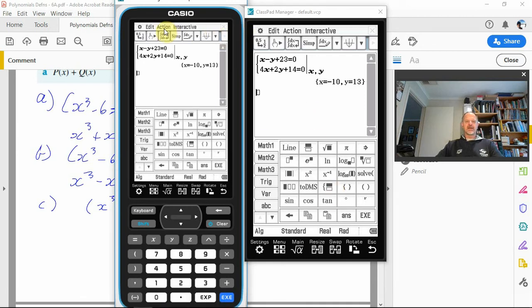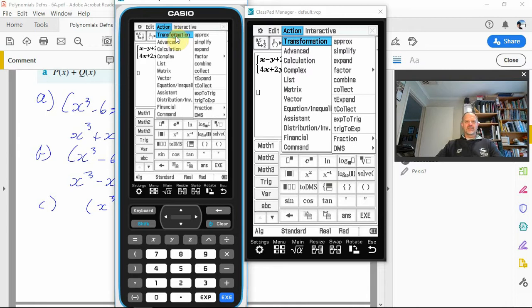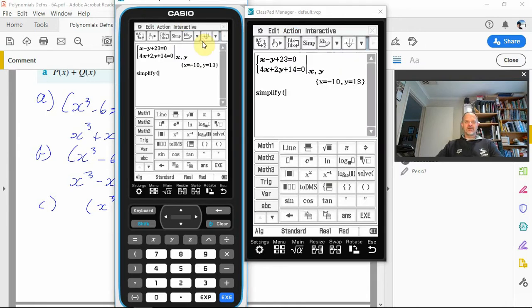All right, so here's our calculator. Action, transformation, let's go simplify. What are we simplifying? x cubed minus 6x plus 3 times by. You don't need to put the times, it assumes that's what you want to do. The programmers have got that one right. So minus 3x plus 1. And then there we are.